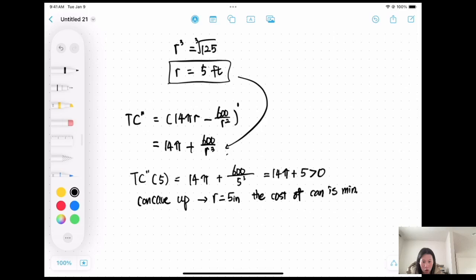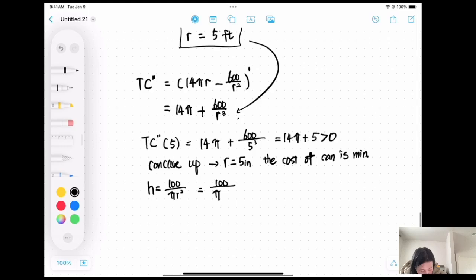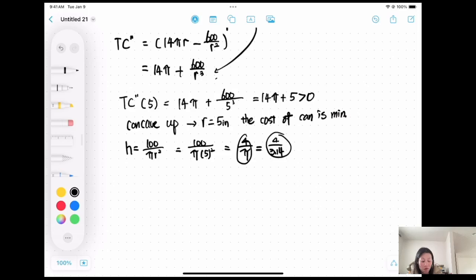And we still need to find the height because we need to know the whole measurement. The height is equal to, by our previous result, 100 divided by pi r squared, which is 100 divided by pi times 25, so it's 4 over pi, which is 4 over 3.14. You can keep it that way, you can keep it decimal, or you can just leave it 4 divided by pi, either way. So the dimensions to build a cylindrical can with the radius of 5, and the height is 4 divided by 3.14 to hold 100 cubic inches of material. So that's number 7.